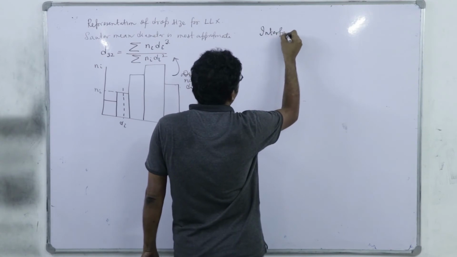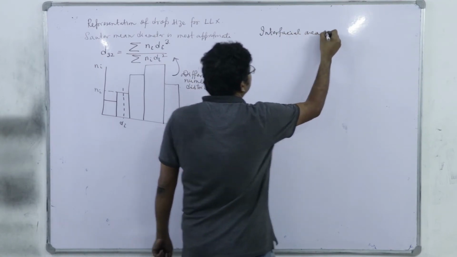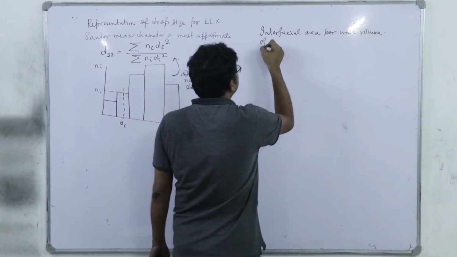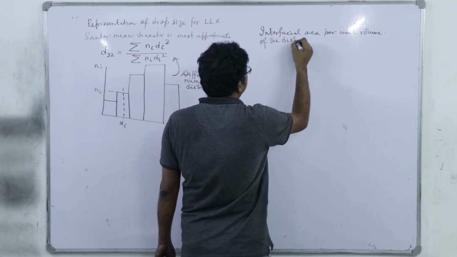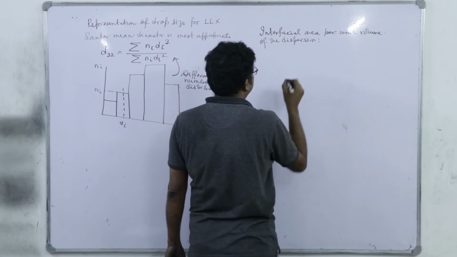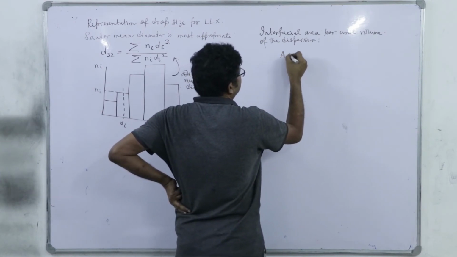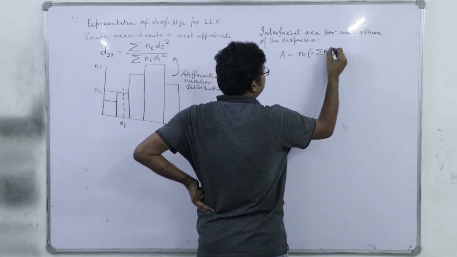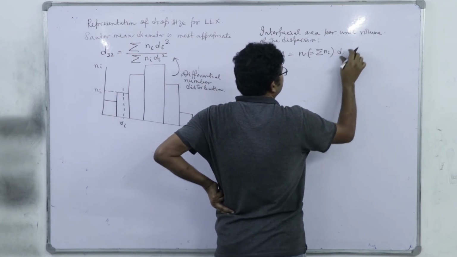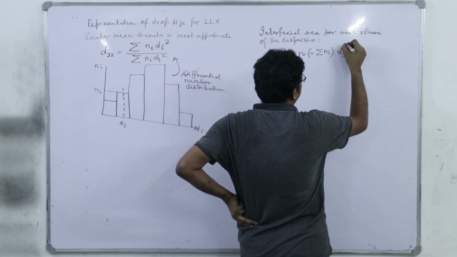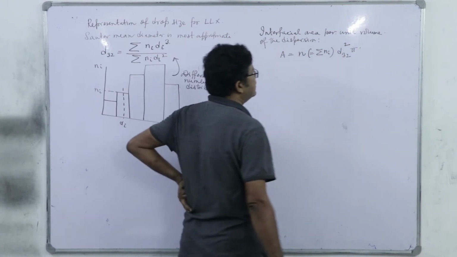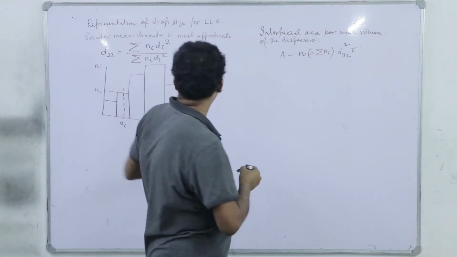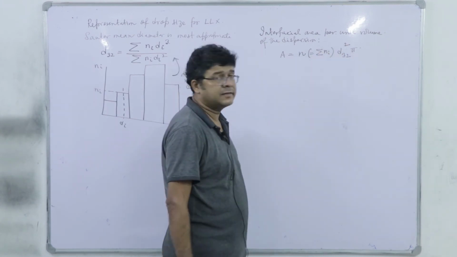So, the interfacial area per unit volume of the dispersion we can calculate. Say the total interfacial area for n drops is basically the summation of n into d32 square into pi, right. So, we are reducing this heterogeneous distribution into an average, and that is the Sauter mean diameter.